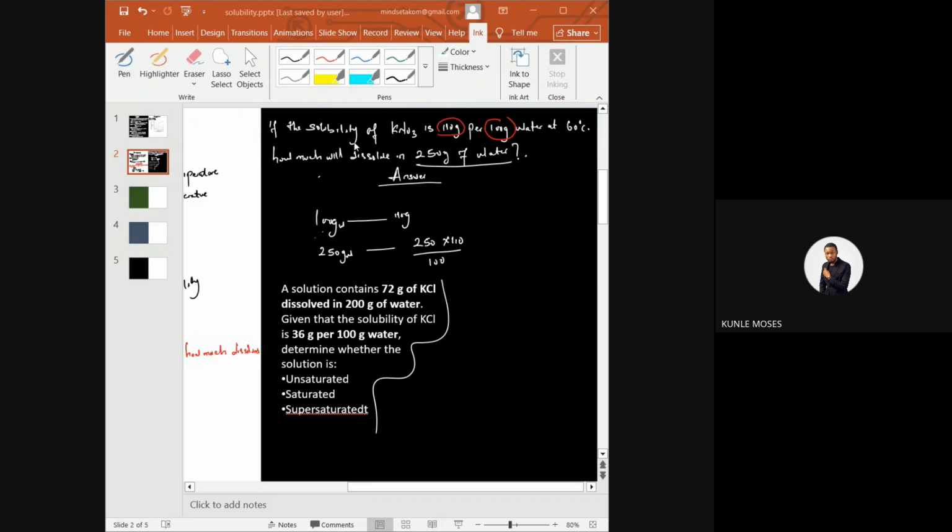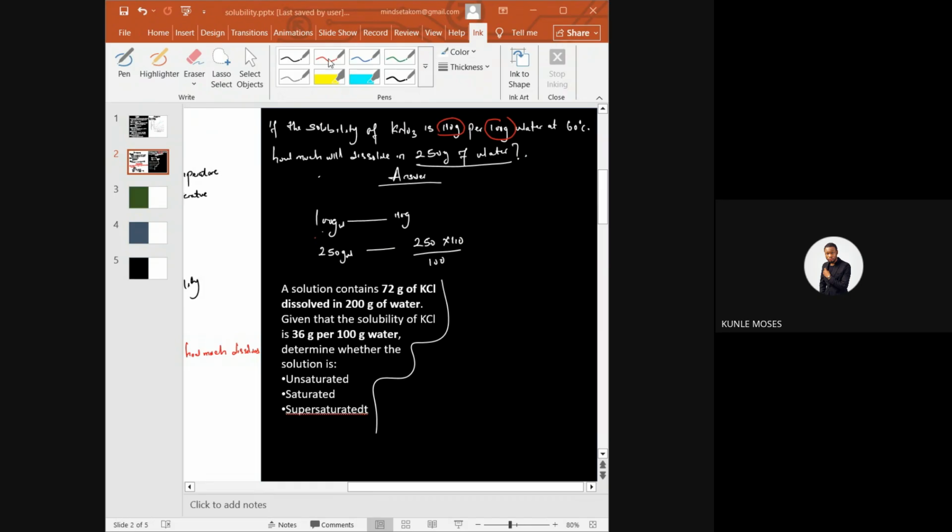So the last question, I hope you understand that one. They said we should find how much potassium nitrate that will be dissolved in 250 grams of water. So they gave us 110 grams of potassium nitrate that was dissolved in 100 grams of water. They now ask us to calculate the mass of potassium nitrate that will be dissolved in 250 grams of water. So, like I said, the logic is that make sure the same unit is on one side.